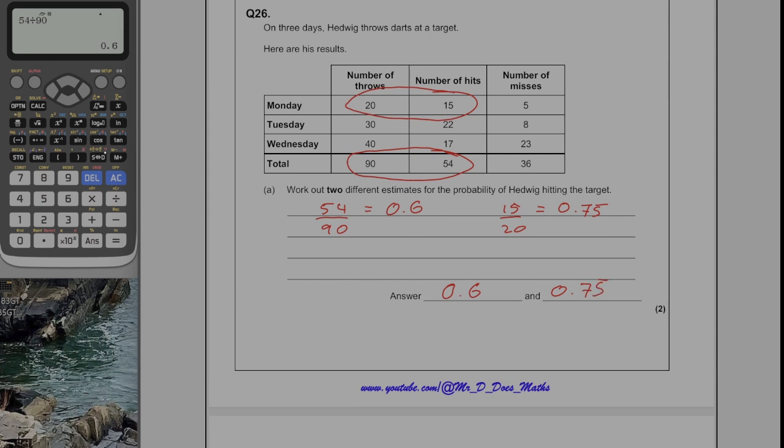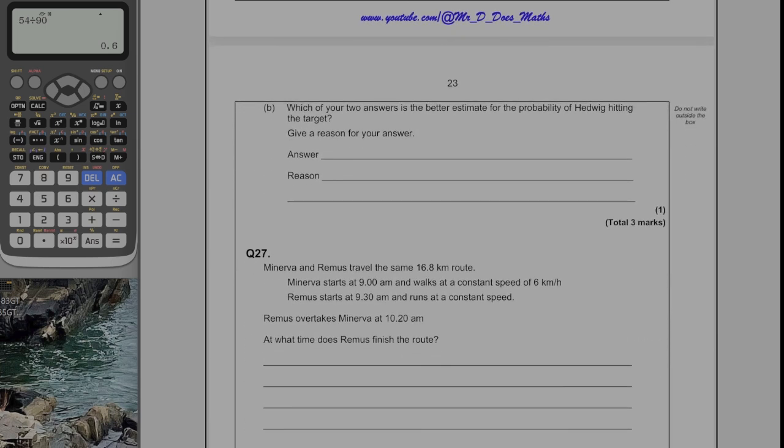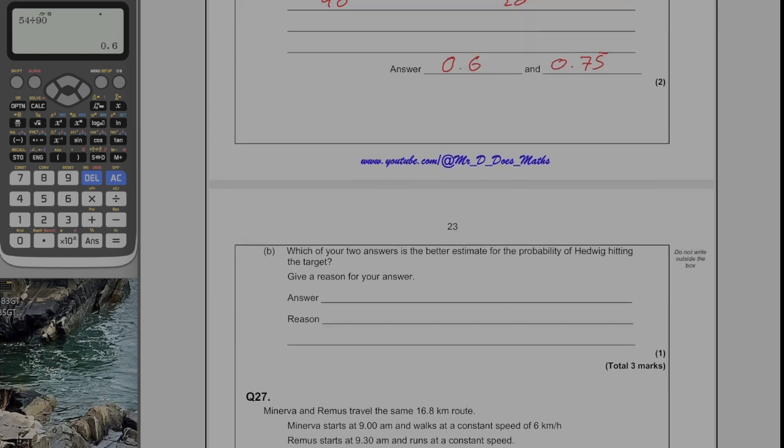Realistically, I also have the option of doing Tuesday or Wednesday. I could have done Monday and Tuesday, Monday, or Tuesday and Wednesday. I could have done any of those really. Which of your two estimates is a better estimate for the probability of Hedwig hitting the target? Give a reason for your answer. So 0.6. That's it, as it has more trials.